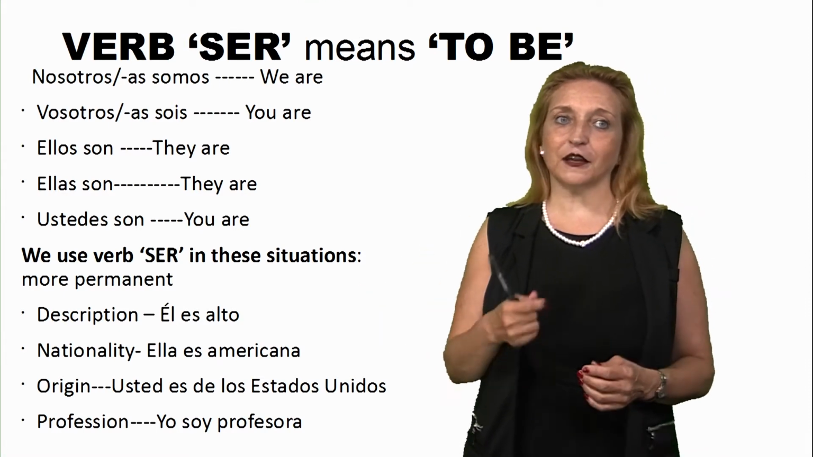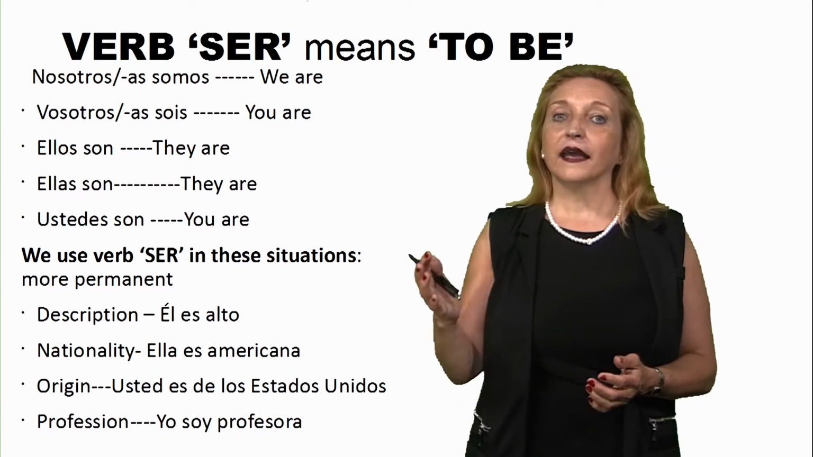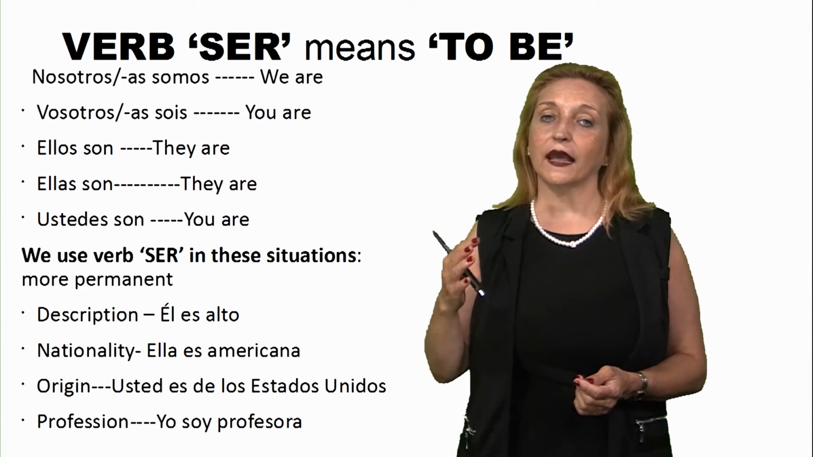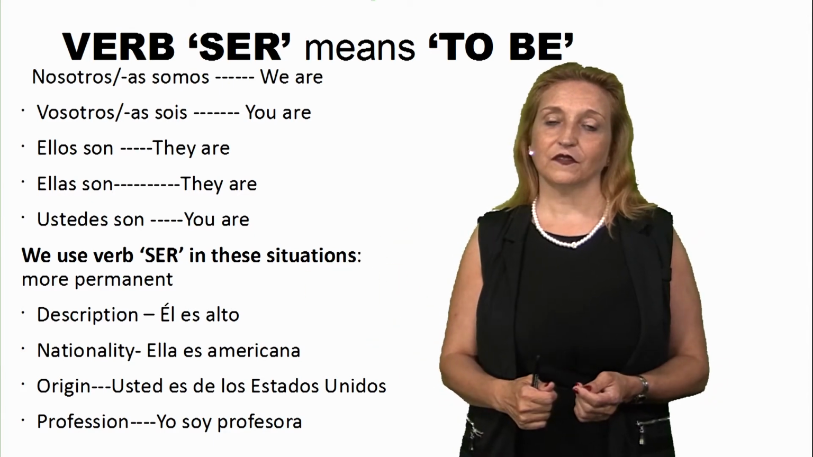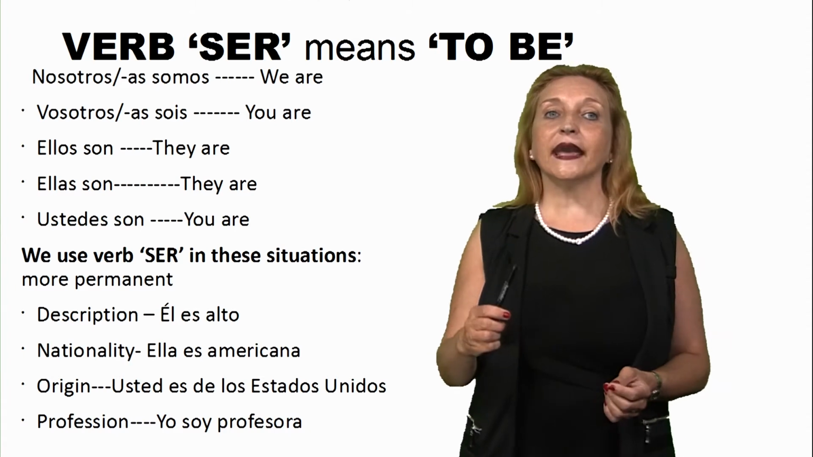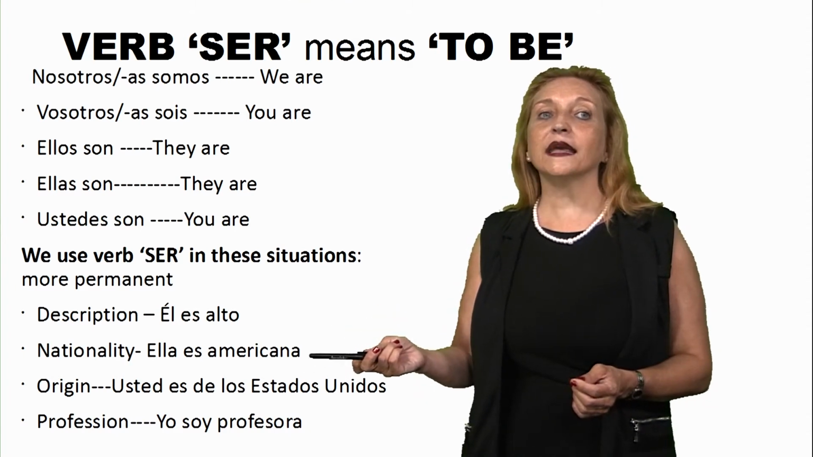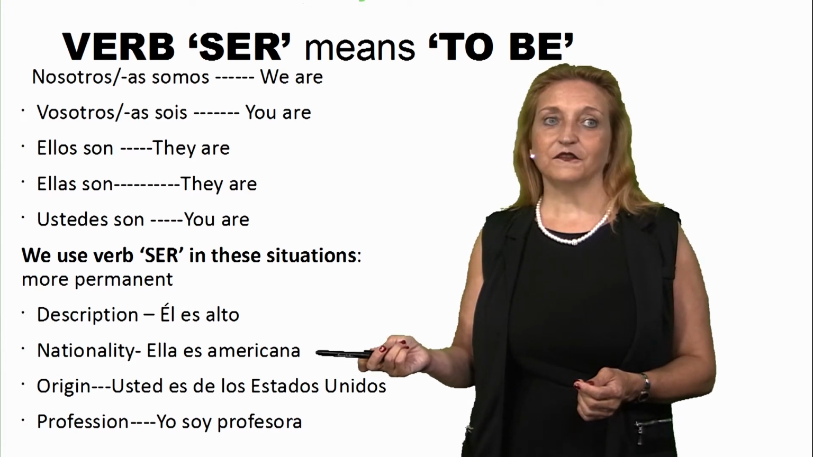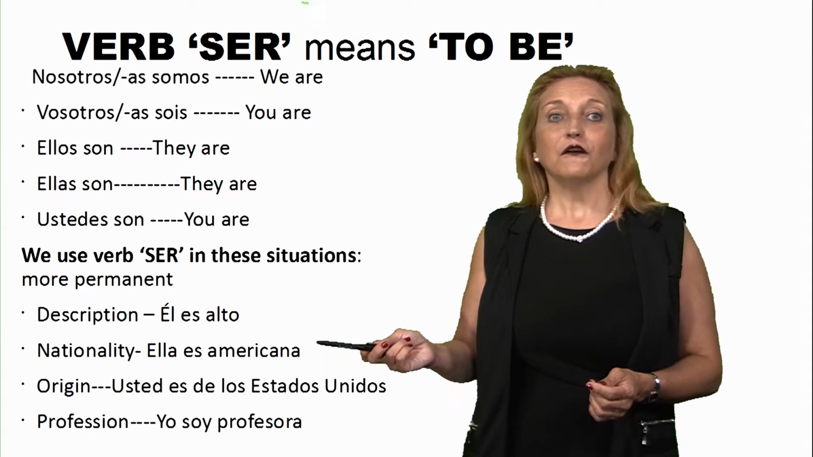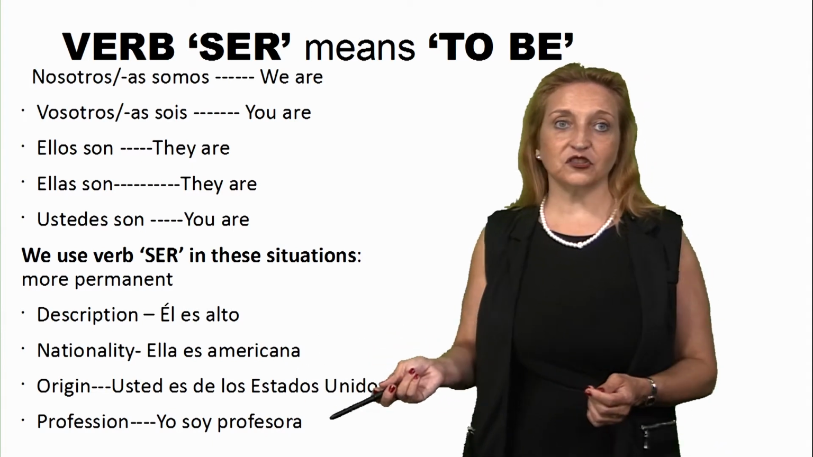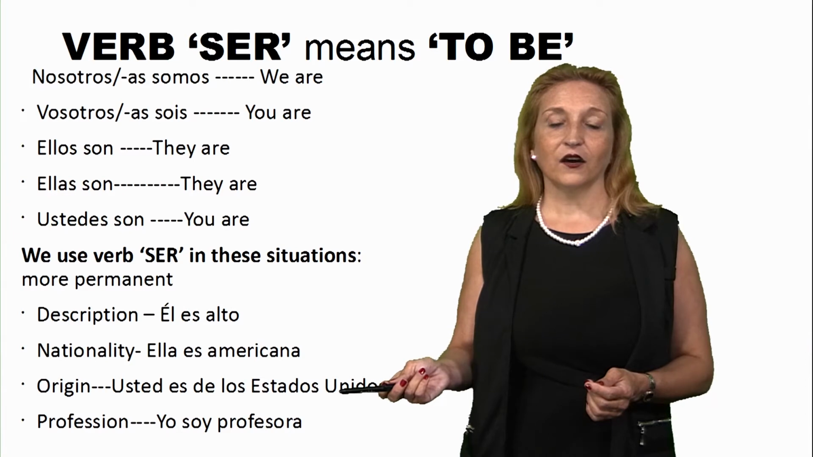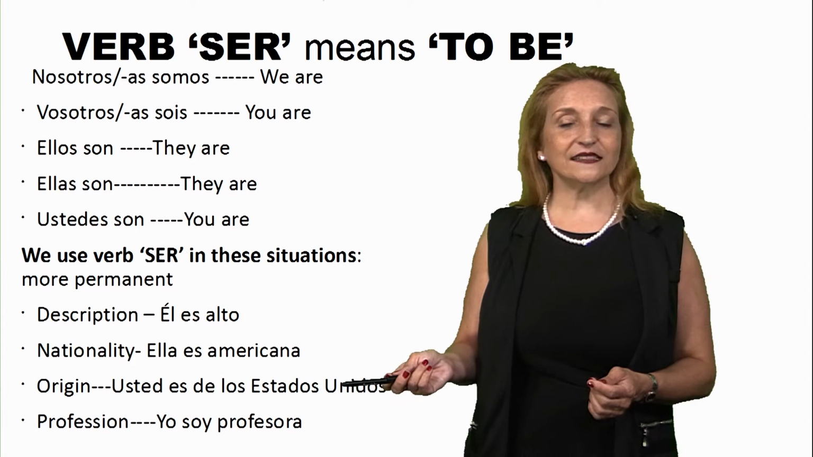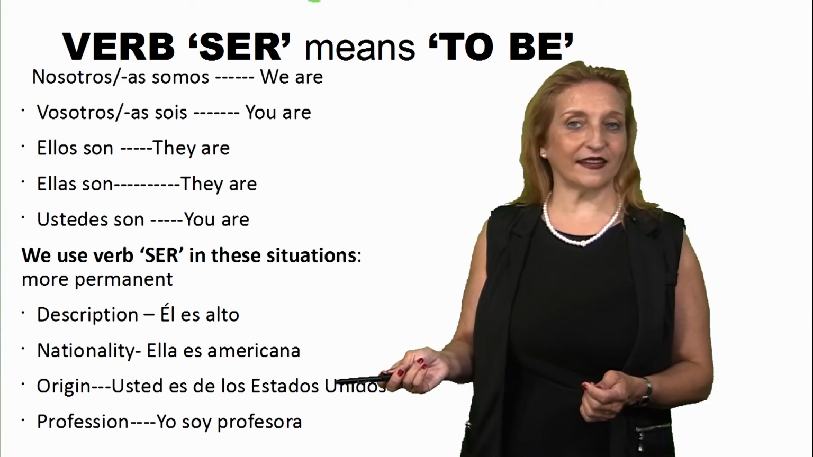So it's more permanent. For example, you say, él es alto. You describe, for description, ser. He is tall. Él es alto. For nationality, we use ser as well. Ella es americana. She is American. For nationality, she is American. For origin, what country she's from, okay? Usted es de los Estados Unidos. You are from the United States of America.